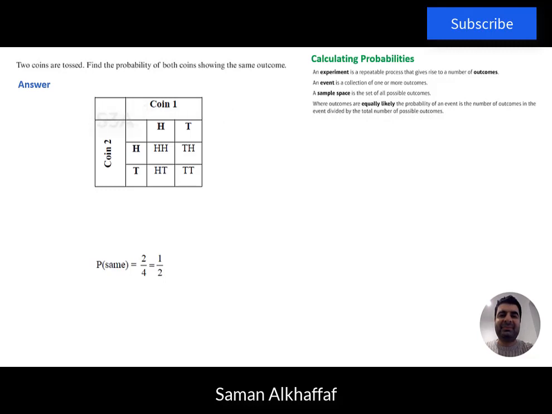So in this scenario, it will be 2 over 4, and our answer in this scenario, the probability of getting the same is 2 scenarios out of 4. So that will give us the probability is half, or we can say almost 50%. And this is our answer for this question.